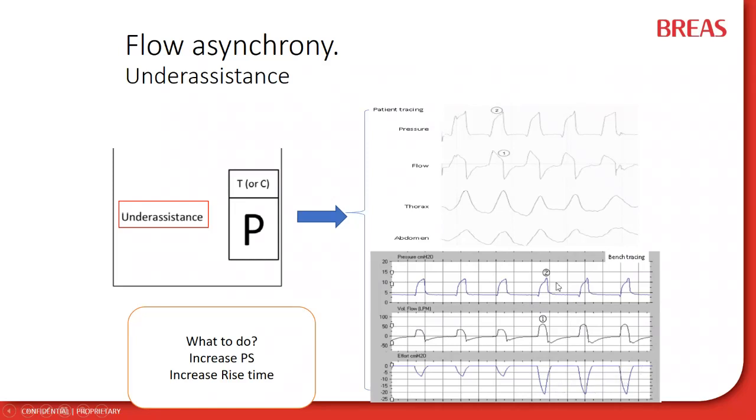And if we look this time at the pressure waveform, we can see that the pressure waveform is really smoothed, with this peak at the late inspiratory phase. This has been described in the literature as late inspiratory rise in airway pressure, and it's typically associated with under assistance. If it's a flow asynchrony, what can we do? Increase the pressure support or shorten the rise time.